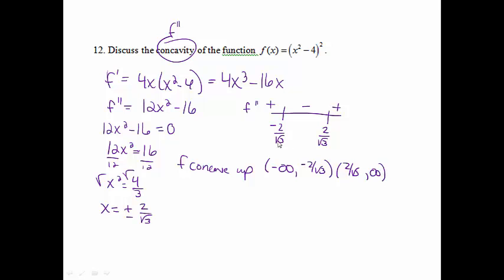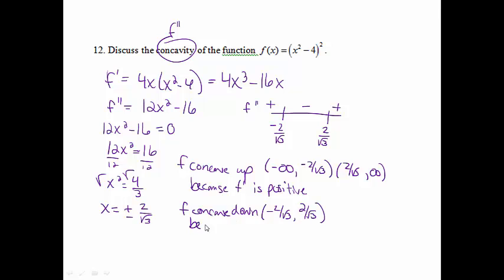Our biggest thing on this one, again, I don't care what form you leave that answer in, and we do have to do our plus or minus because we're going to miss some zones if we don't. And that would be because f double prime is positive. Okay, and then f is concave down from negative 2 over square root of 3 to positive 2 over square root of 3, and that is going to be because f double prime is negative.